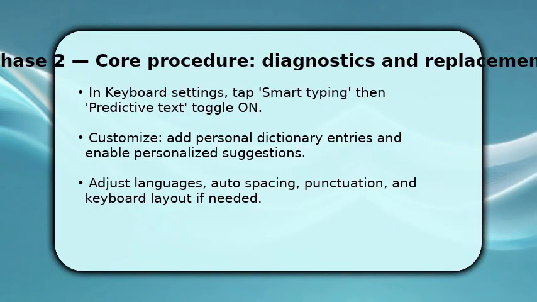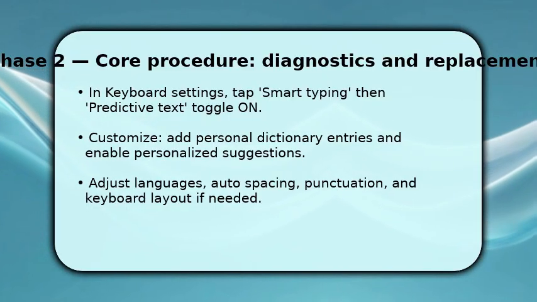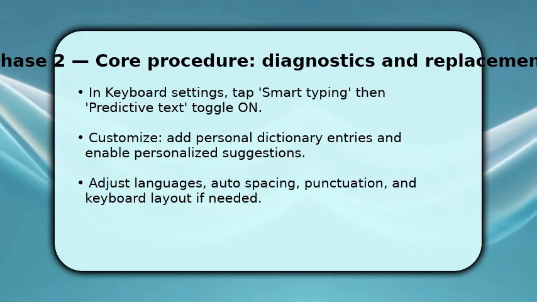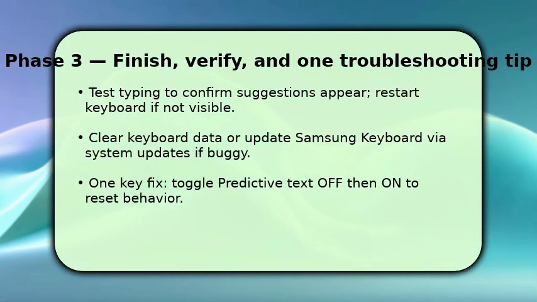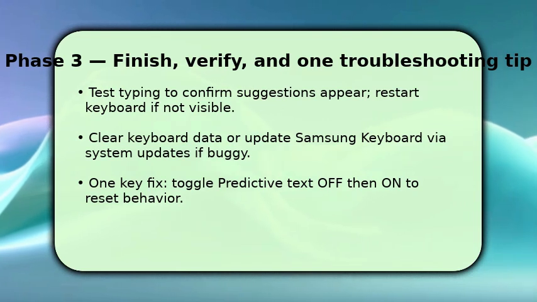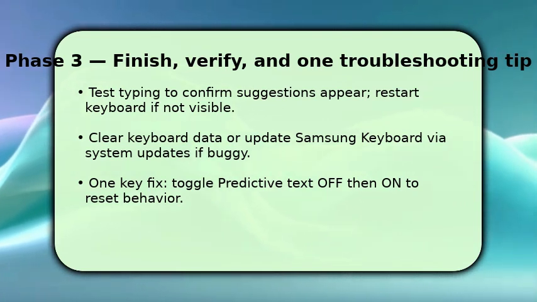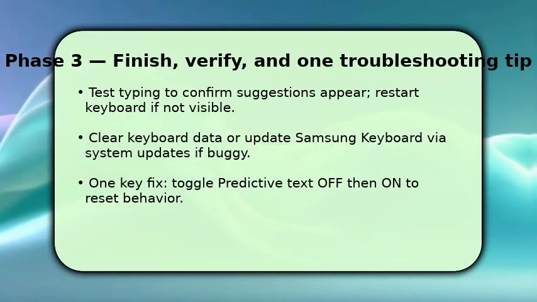After making these choices, try typing a few common phrases. To let them finish by testing, type several words and check the suggestion bar appears and offers completions. If suggestions are missing, toggle Predictive Text off and on again. This reset often resolves hiccups.